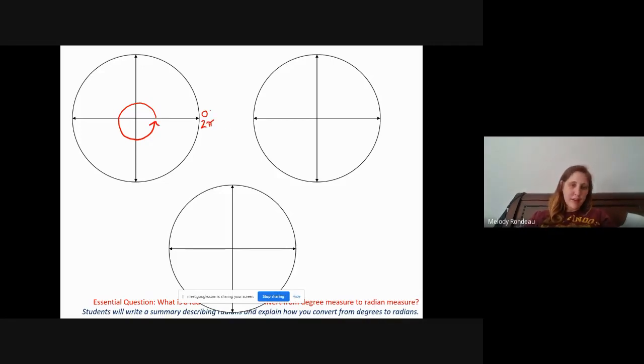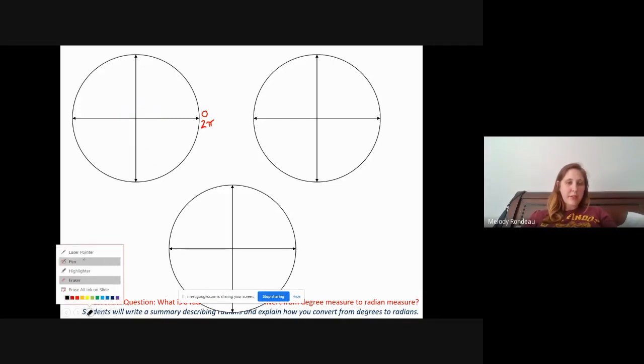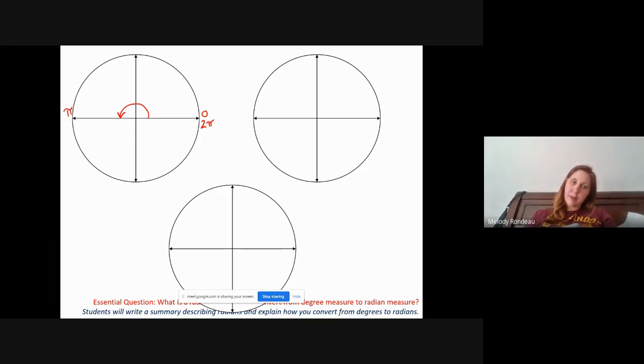So I tend to write my 0 a little bit above and the 2 pi below. It doesn't really matter, but they're both at that point on the circle where we've gone all the way around the circle. So 0 and 2 pi. Like we did a moment ago with Miss Ballard, we talked about the different ways we can break up the circle. If I only went halfway, then I would call that pi, because all the way is 2 pi, halfway is pi.